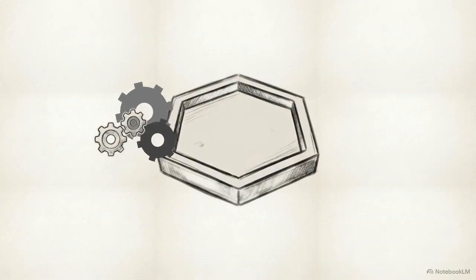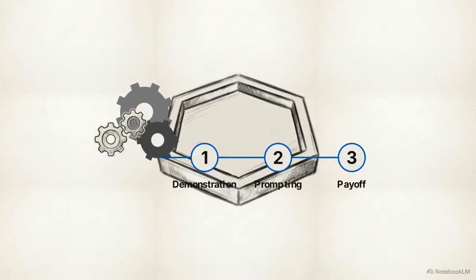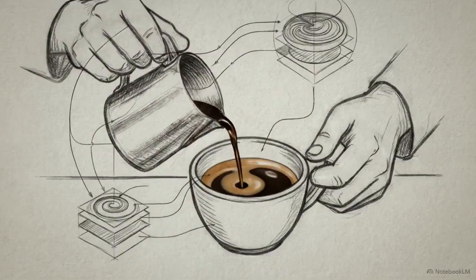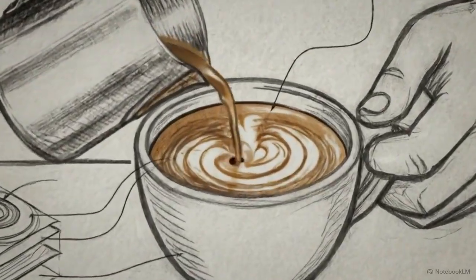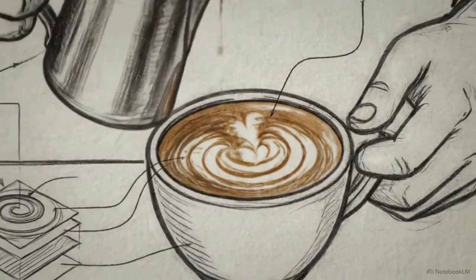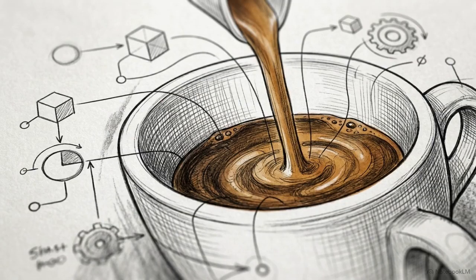Executing the reverse information strategy requires a specific 3-step sequence. Step 1 is to demonstrate first. Notice how this barista starts pouring the milk before saying a single word. There are no graphics, no text, and no introductions, just the physical action.